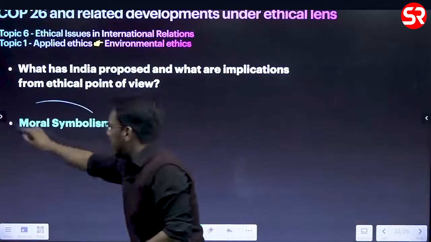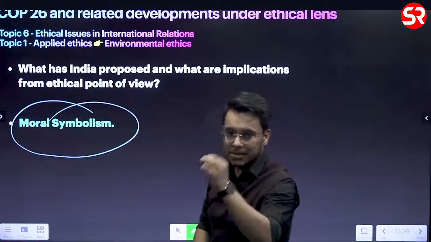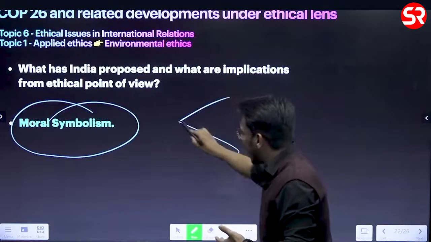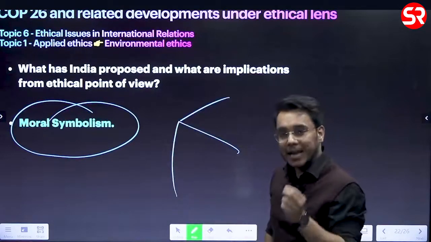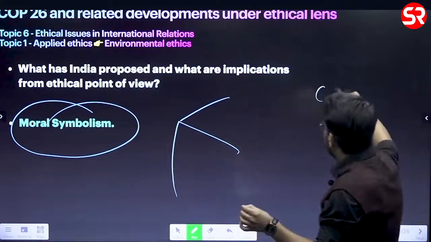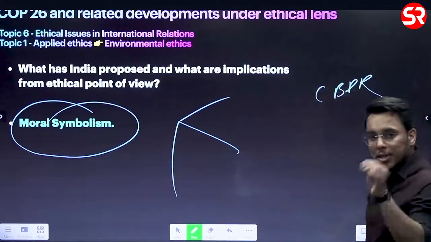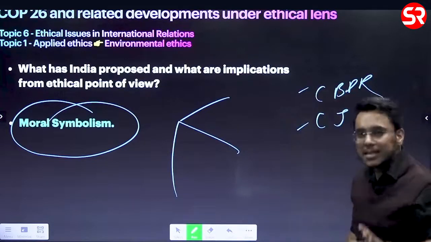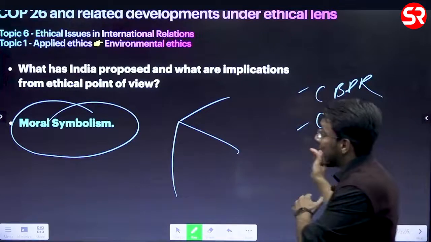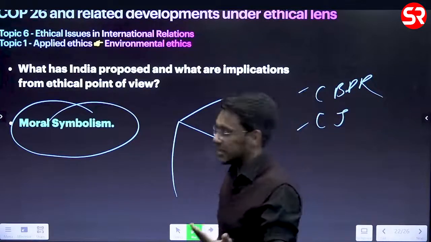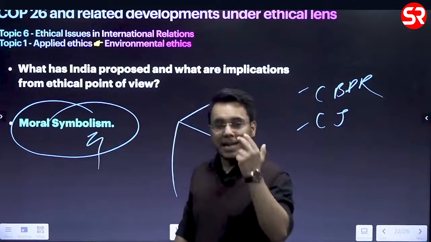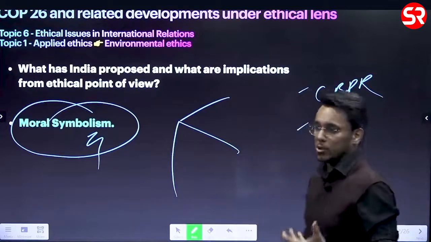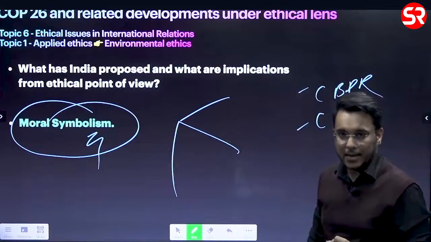And finally, a moral symbolism has been showcased by India. A moral message has been given by India that though the principle of CBDR, common but differentiated responsibility, is there, though there is climate justice, okay, still we are enhancing our targets because this is a symbolism and the developed countries should learn from this. So the moral symbolism has also been reflected by India here, okay.